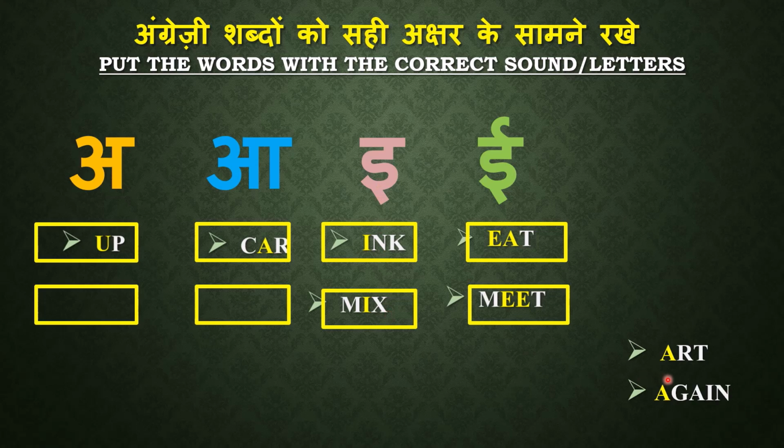Next word, art. If you say art, you have to open your mouth and say it loudly, art. So it comes down to this vowel A. But when you say this particular word, both art and again are with A but with different phonics. Over here we say again. So here it will go under the letter A. You see the difference between the phonics? Yes. Okay.